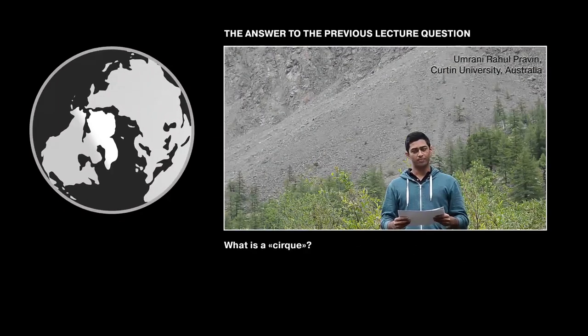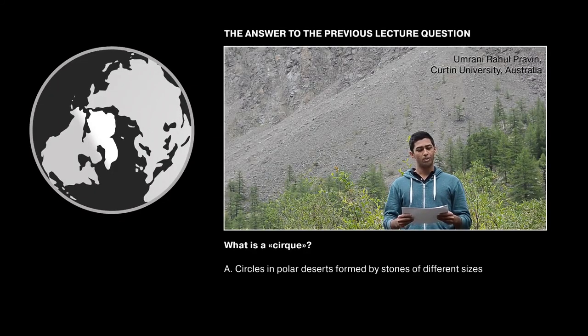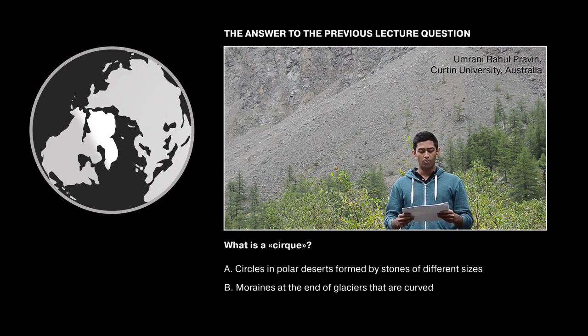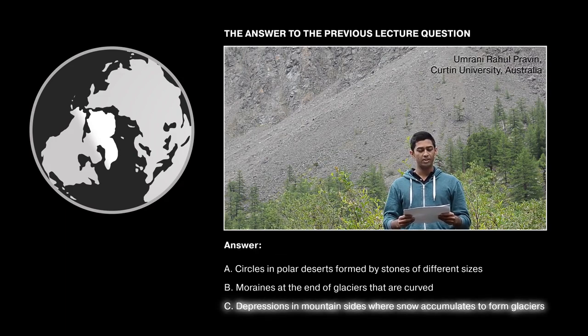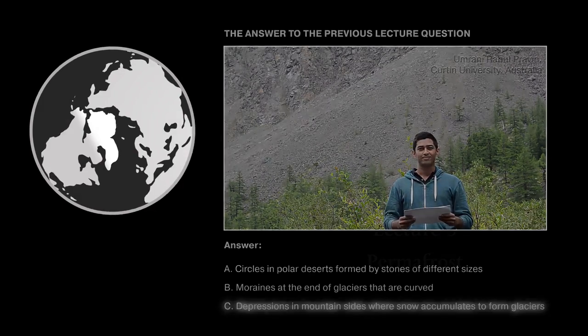What is a cirque? Is it A, circles in polar deserts formed by stones of different sizes? B, moraines at the end of glaciers that are curved? Or is it C, depressions in mountainsides where snow accumulates to form glaciers? The answer is C, depressions in mountainsides where snow accumulates to form glaciers.